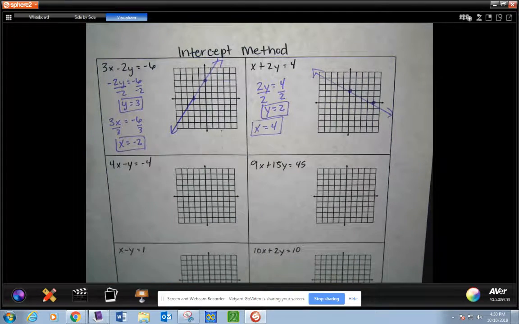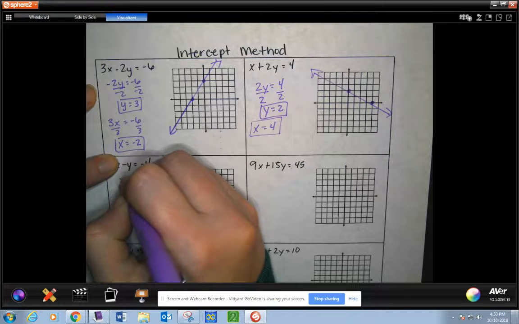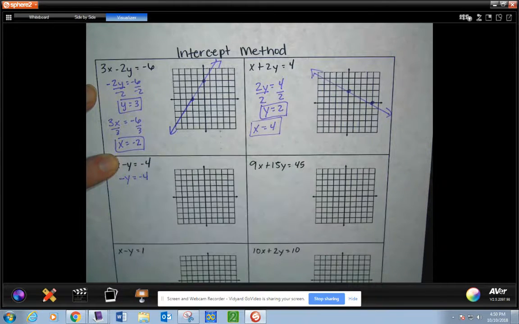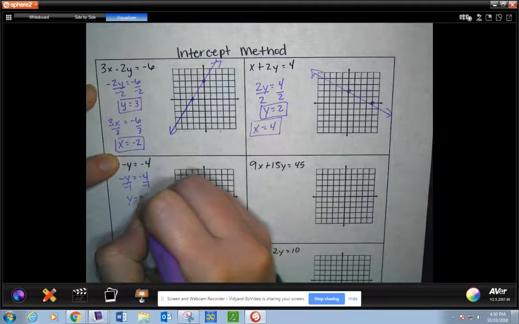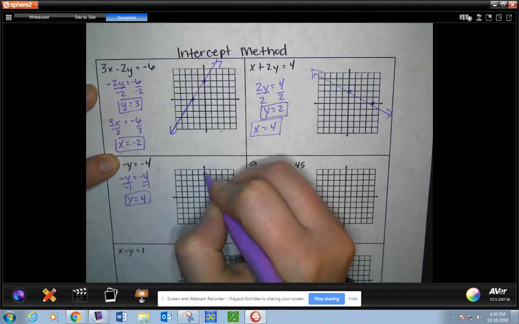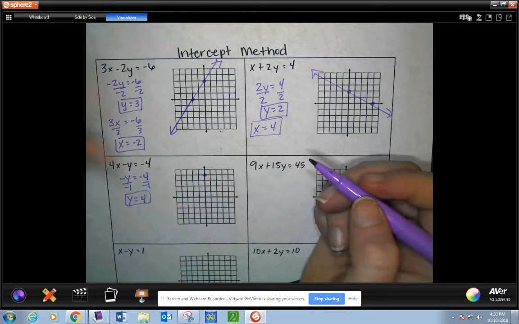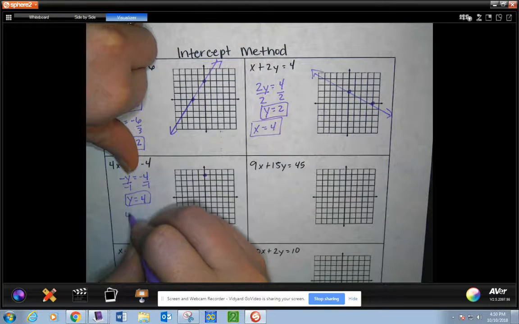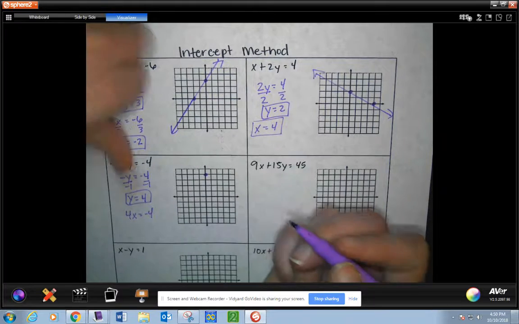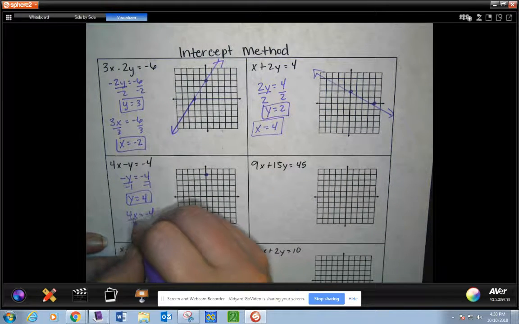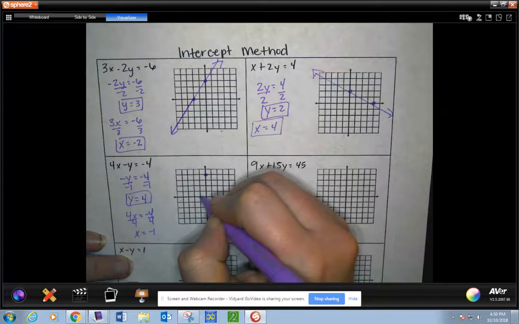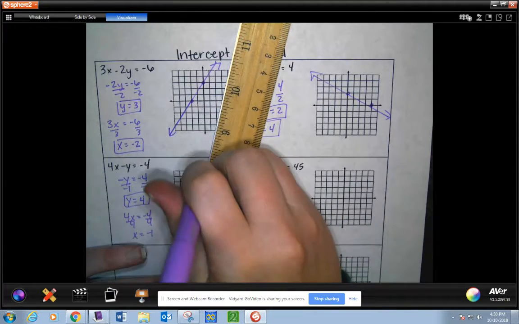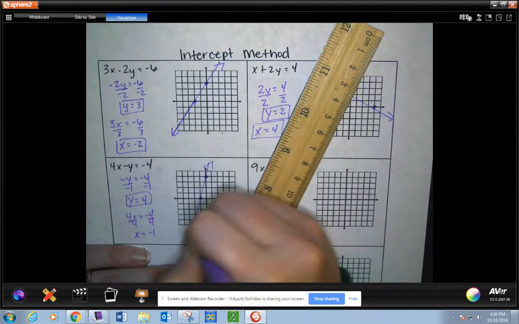Okay, for my third example, I'm going to cover up the x. I've got a negative y equals negative 4. Okay, y is not by itself. We must divide by negative 1, so y equals 4. I'm going to go to the y-axis at 4. Now I cover up the y, and so I have 4x equals negative 4. Divide by 4, and x equals negative 1. So I go to the x-axis at negative 1. Take my ruler, draw my line, move to the next problem.